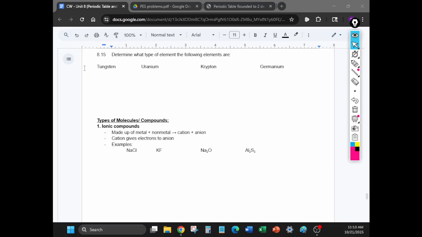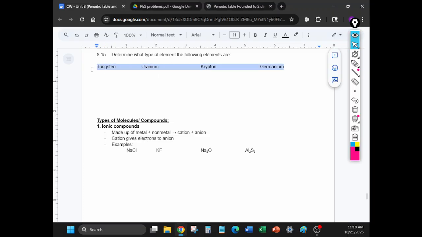Okay, so real quick, I'm going to have you guys try 815. Based on what we just talked about, I want you to use your regular periodic table. Don't look at the one that I have up there. See if you can use a regular periodic table and just your general knowledge of where they are to figure out what type of element these four are. Are they metal, nonmetal, metalloids? Just real quick, I'll give you a minute.